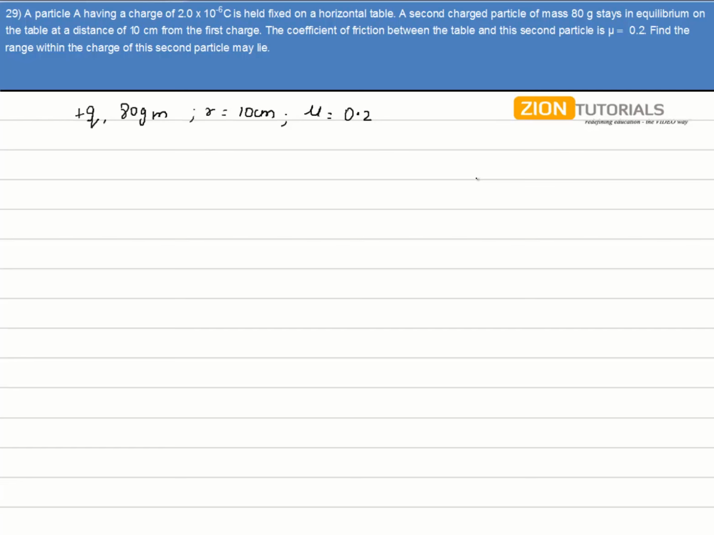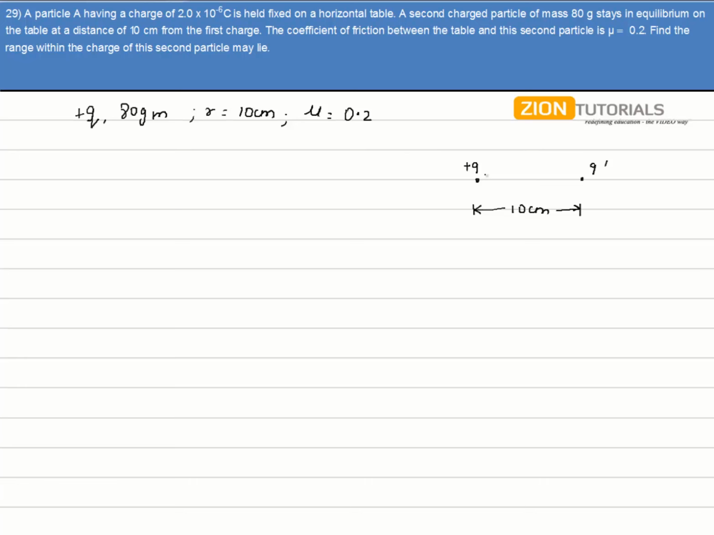Now let us see diagrammatically that we have a charge Q which is fixed over the table. Another charge Q dash that we have to calculate is kept at a distance 10 centimeter from the charge Q, and the coefficient of friction is 0.2.